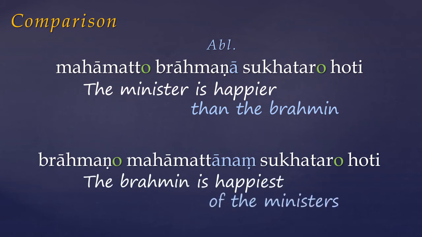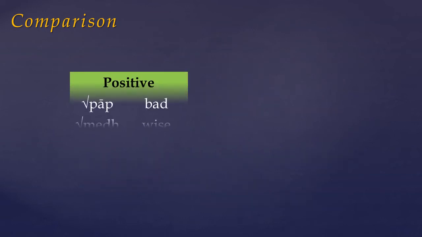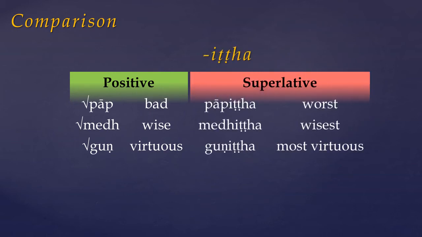However, when the adjective has this superlative meaning, the object or group against which the comparison is being made then goes in the genitive case rather than the ablative. The Brahmin is the happiest of the ministers or among the ministers. There is also a specific superlative suffix, ittha, which is sometimes found.